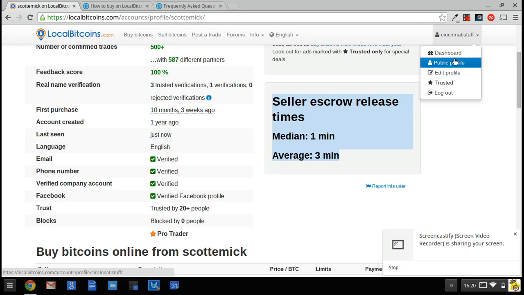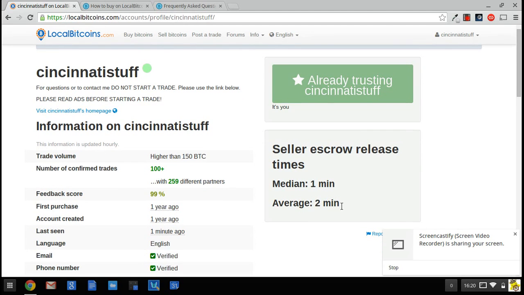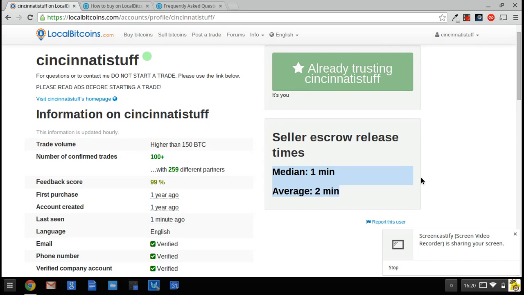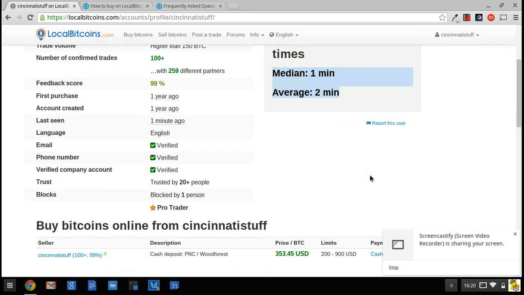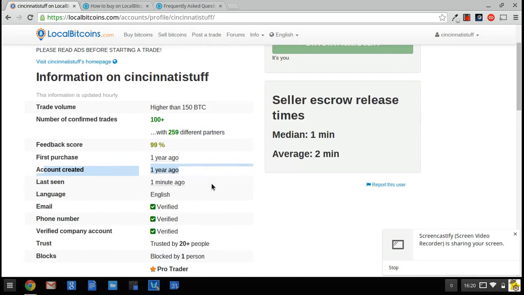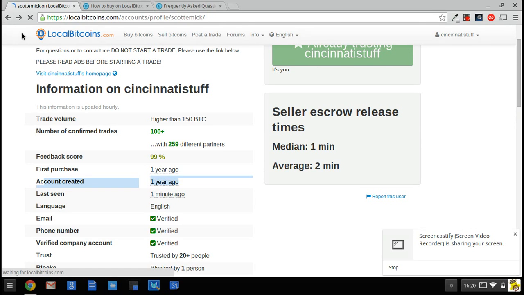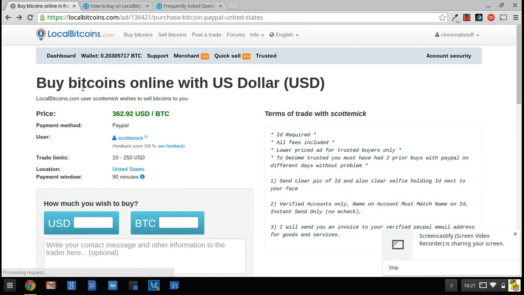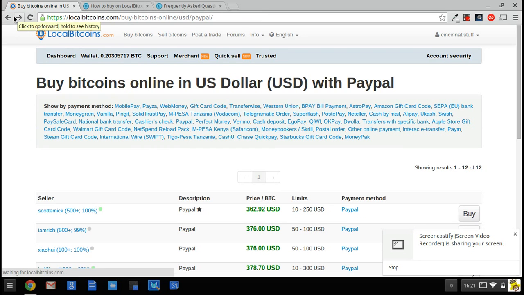If you go to my account profile, bear with me just a second. As you can see, I also release really quickly from the time the seller pays. That's important. As you can see, also, again, verified company account. Last seen on, account created 1 year ago. Those are all important things that you want to look at. What you don't want to do is pick somebody that, well, it depends how long you're willing to wait. But let's go back to PayPal for just a second.